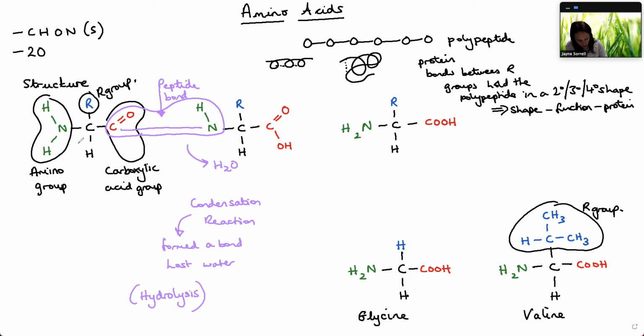The order of amino acids is important, because they determine how the protein will fold, and therefore its shape and its function. So bonds are important, therefore the order of amino acids is important. And we'll talk more about how the order of amino acids is determined in future videos. I hope that's been a useful revision of the structure of amino acids.